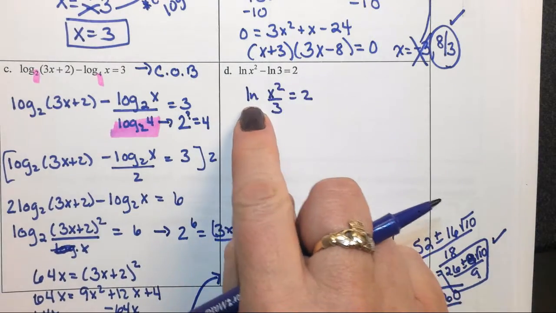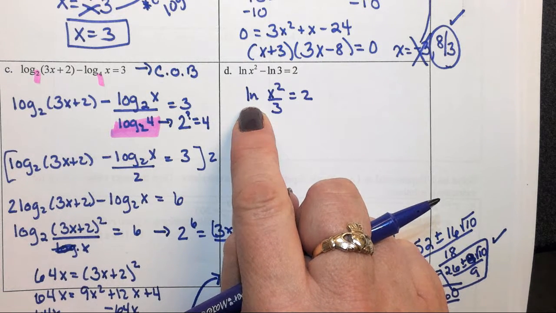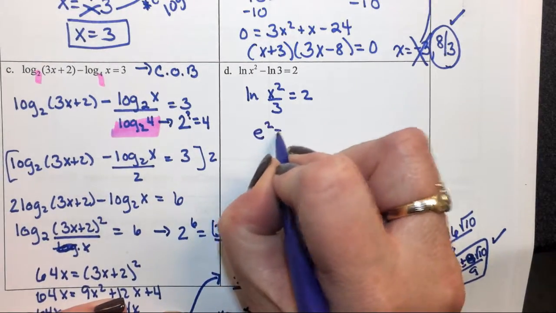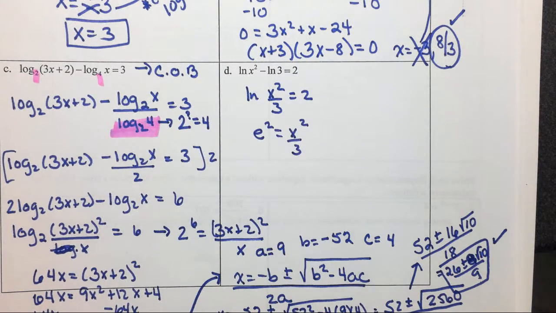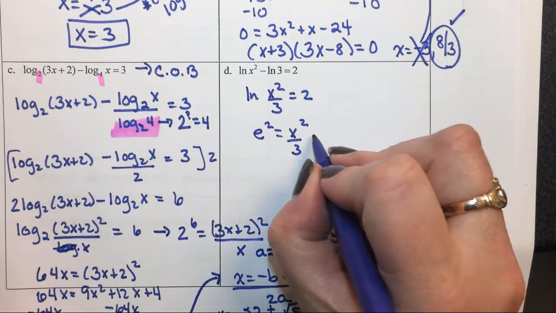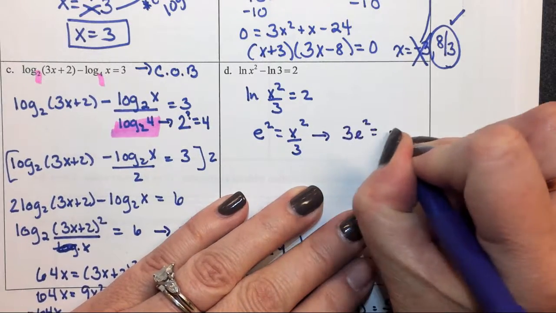What's the base of this logarithm? E. So now I have a log equal to a number. So what can I do with this equation? I can flip it into e squared equals x squared over 3. Remember, e is just a number. You're solving for x. So how am I going to solve for x? Multiply by what first? Multiply by 3. So 3e squared is equal to x squared.